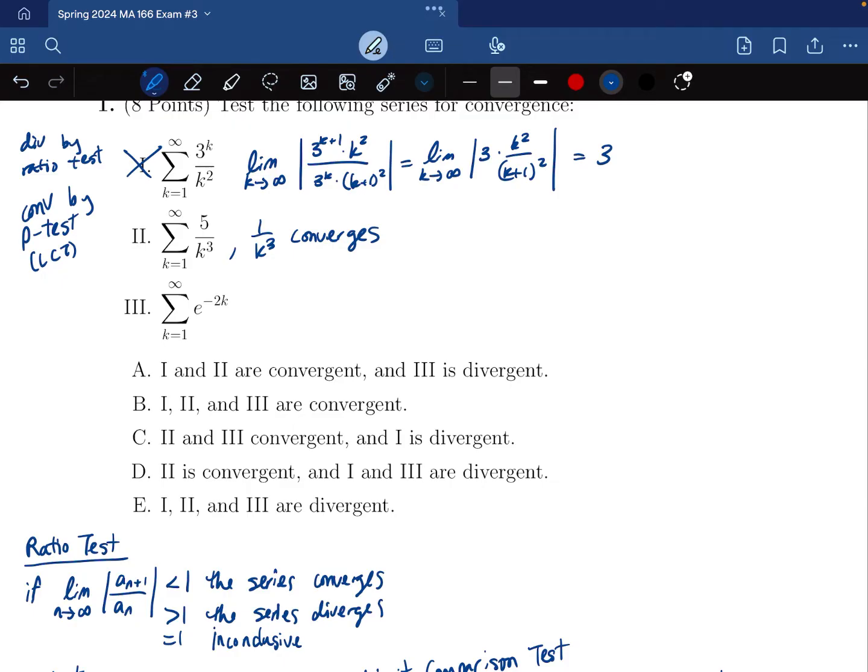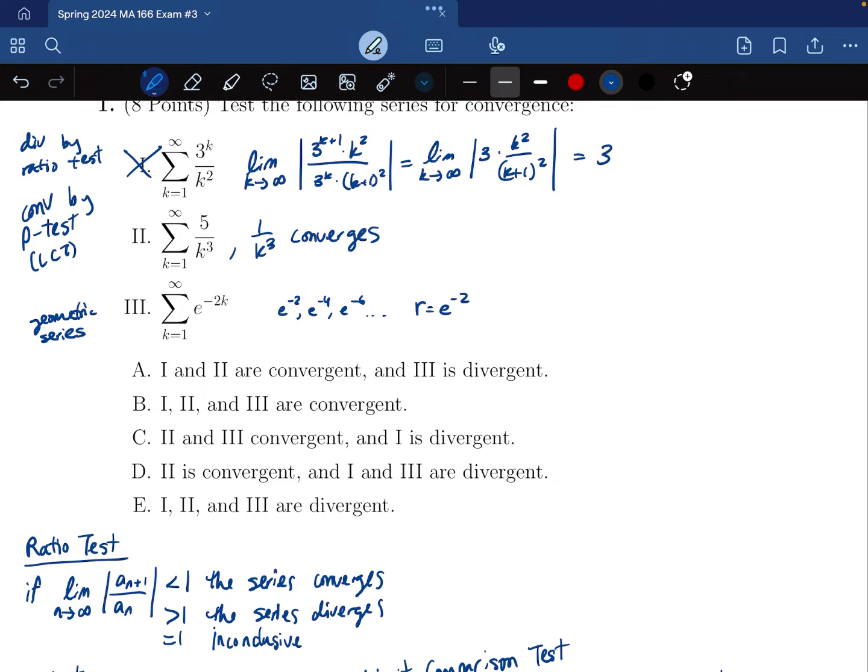Okay, and the last series is e to the power of negative 2k. Okay, so the trick for this series is to notice that this is a geometric series, because the first term is e to the power of negative 2, e to the power of negative 4, e to the power of negative 6, and so on and so on. So that means that our common ratio, r, equals e to the power of negative 2.